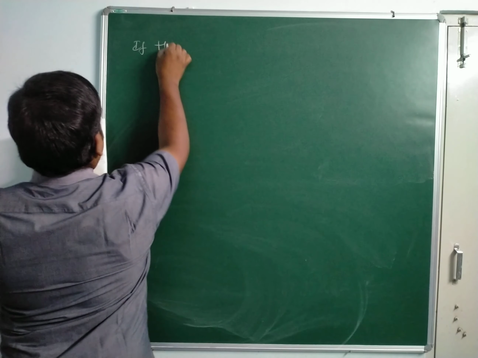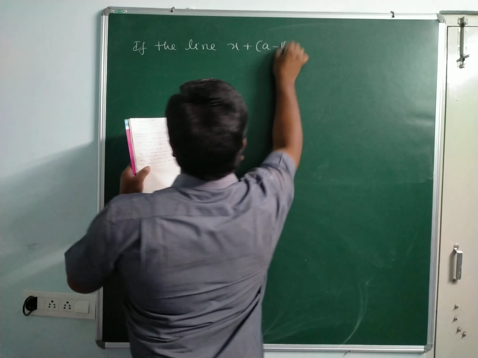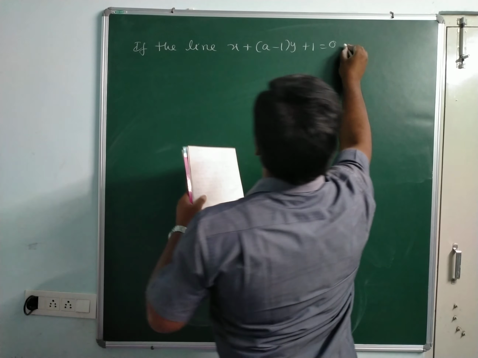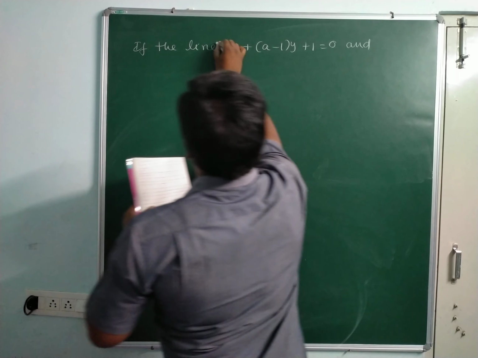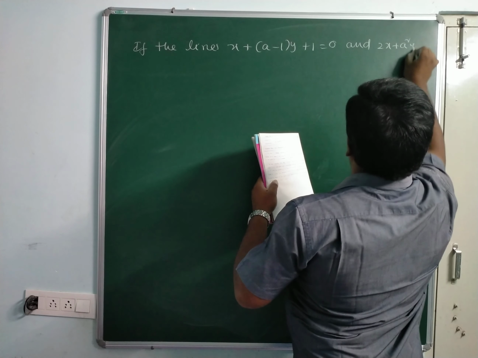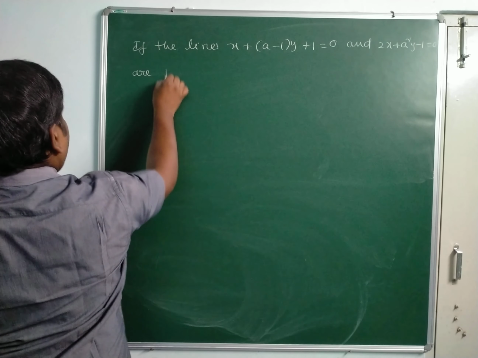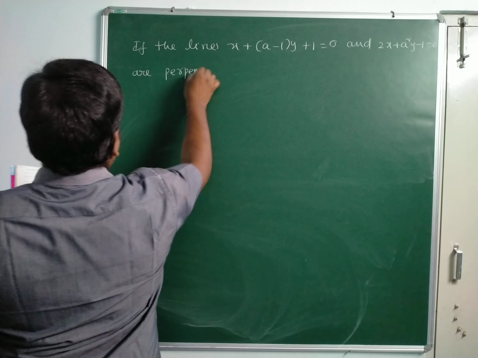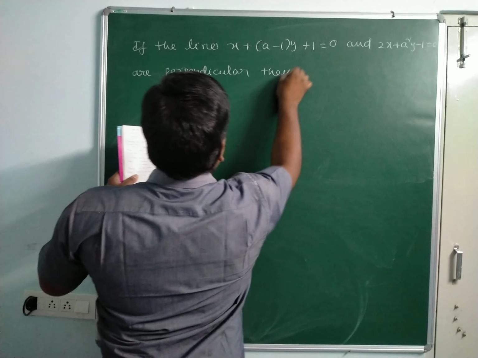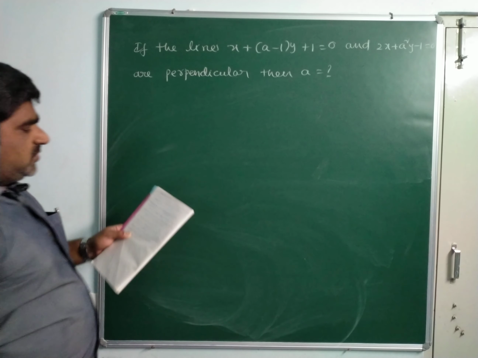If the lines x plus (a minus 1) into y plus 1 is equal to 0 and 2x plus a square y minus 1 is equal to 0 are perpendicular, I'll give a simple question to you. Then a is equal to what? Post the answer in the comment box.